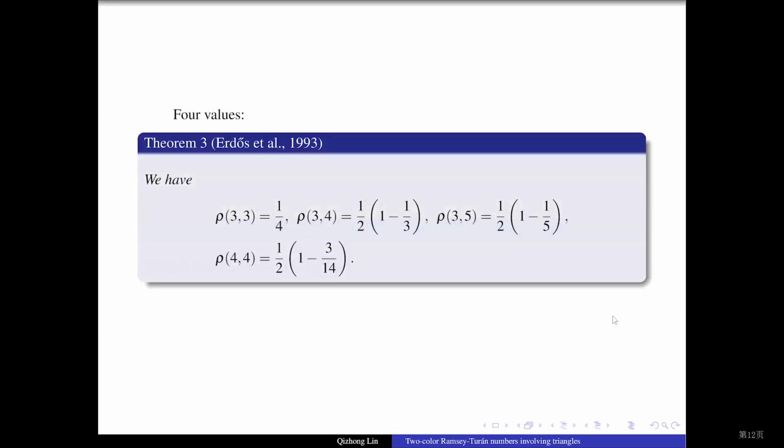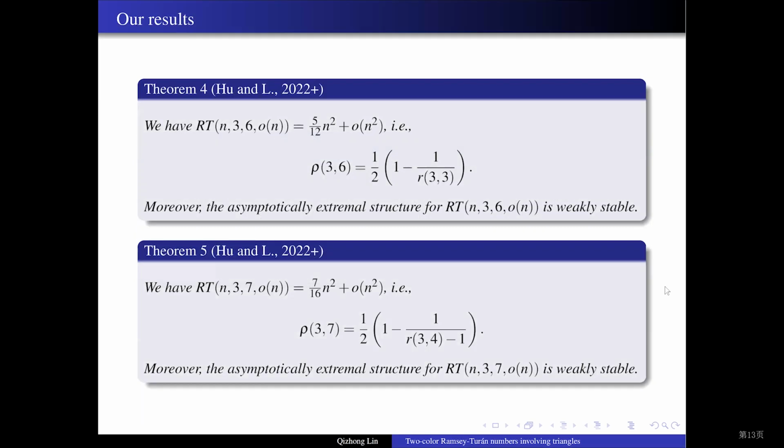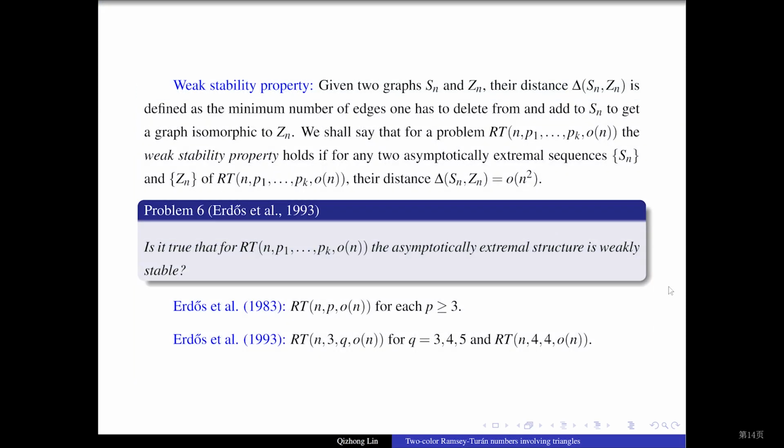However, for the two color case, we only know four values as follows. No more values are known. And we are between two new classical Ramsey-Turán densities, and moreover, we can say that the corresponding asymptotically extremal structures are weakly stable. And our results are as follows.